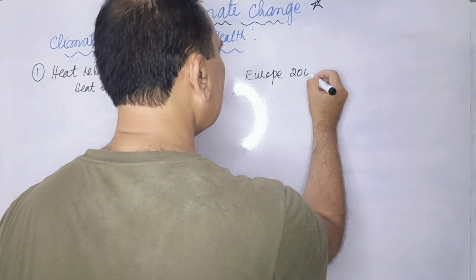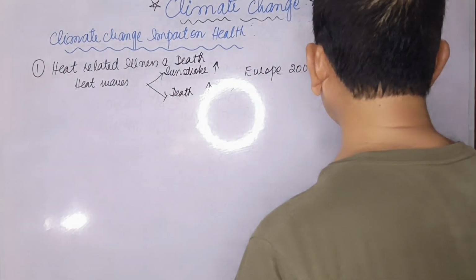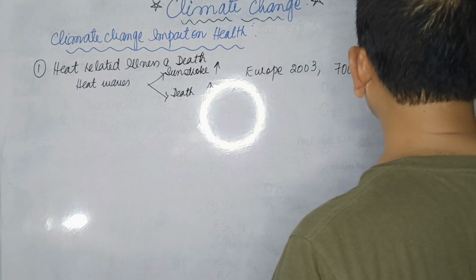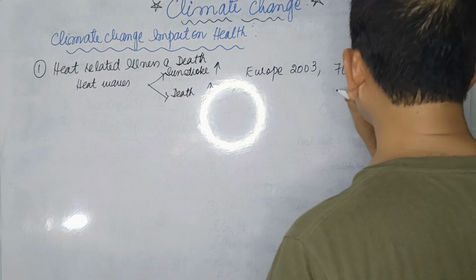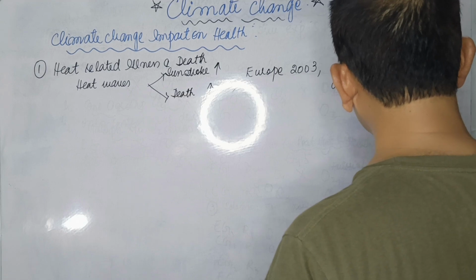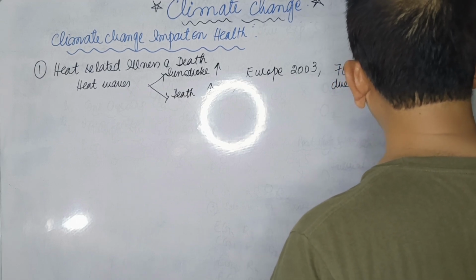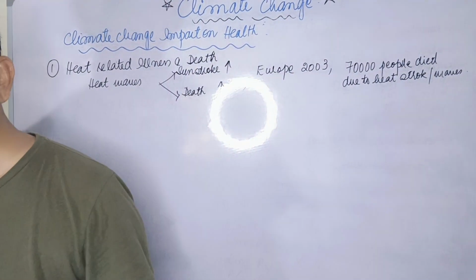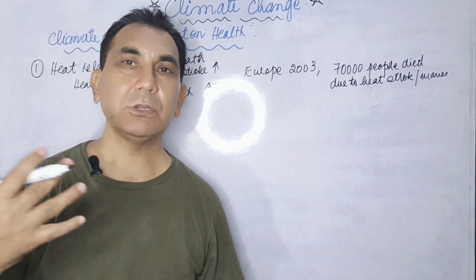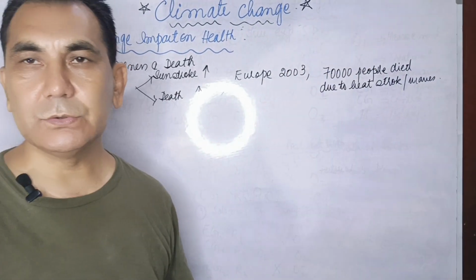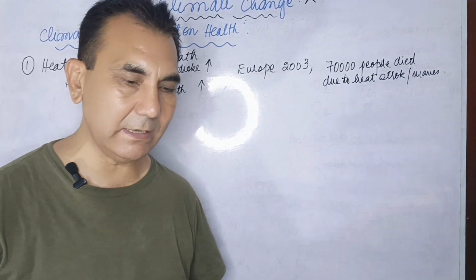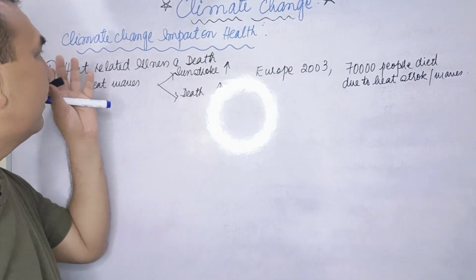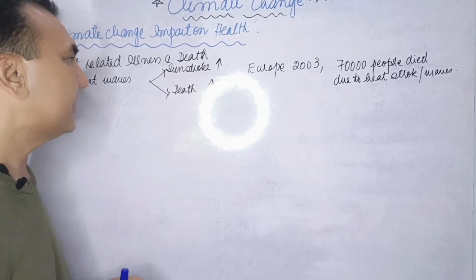In Europe in 2003, 70,000 people died due to heat stroke or heat wave. In only one year, 2003, in Europe, 70,000 people died due to the heat wave or heat stroke. You can judge how crucial this first impact of climate change on human health is.